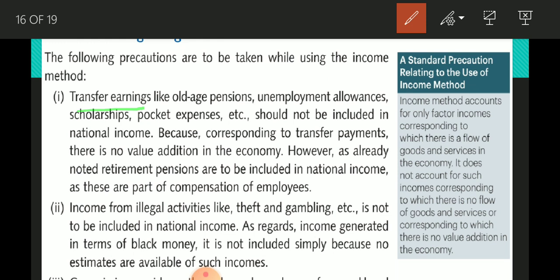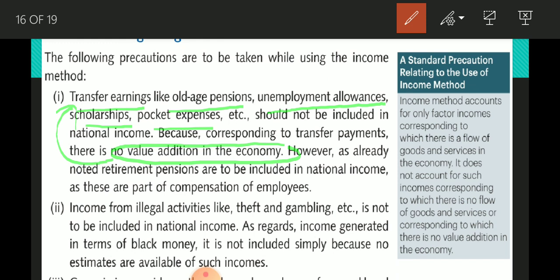And here are some examples of transfer income: old age pension, unemployment allowances, scholarship, pocket expenses. Okay, and the reason is that there will be no value addition in the economy, that is why we are not going to include transfer income.